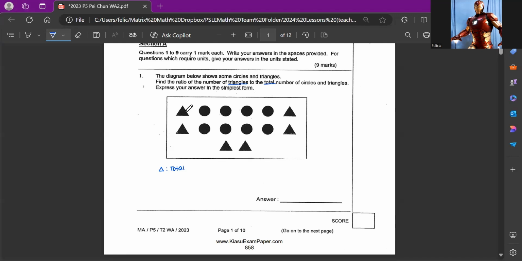So count the triangles, 1, 2, 3, 4, 5, 6. So there are 6 triangles. We park it down here. Total, just count everything. So 1, 2, 3, 4, 5, 6. That's 12, 13, and 14. So this will be 14 shapes altogether. So just simplify the ratio. Both numbers can divide by 2. So if we divide by 2, that gives us 3 is to 7. Okay, so this is the simplest ratio.